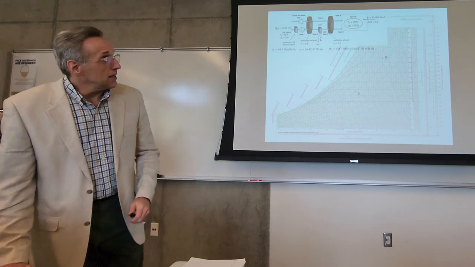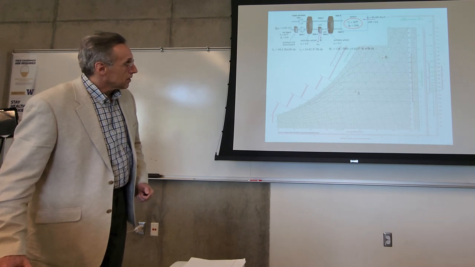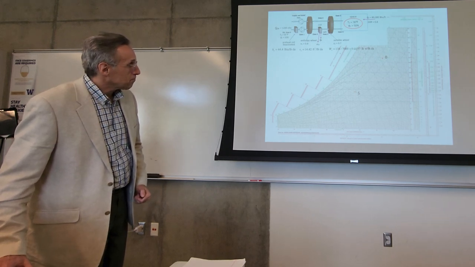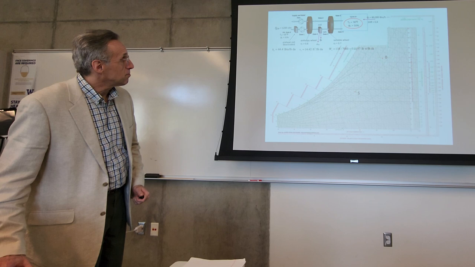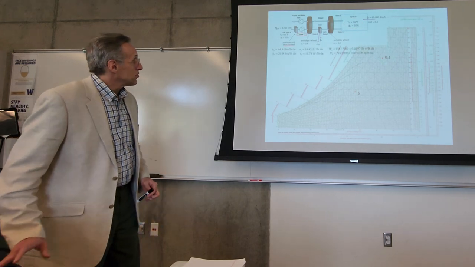And we can locate our space condition here, which is right in the center of the diagram, 0.5, 50%, 78 degrees. And we can read off our values there.